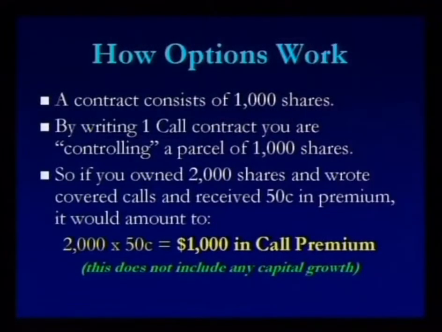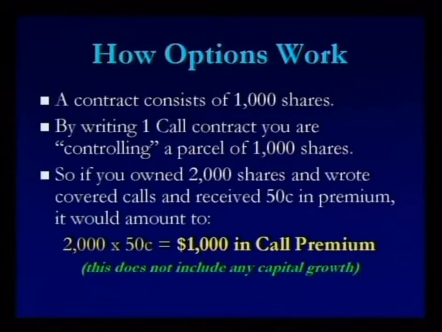So, how options work. A contract consists of 1,000 shares. So one call option consists of 1,000 shares. So by writing one call option contract, we are controlling a parcel of 1,000 shares. Just stay with me. Let's say we owned 2,000 of these shares, just looking at the board for a second. If we own 2,000 shares, that will allow us to sell 2 call option contracts.